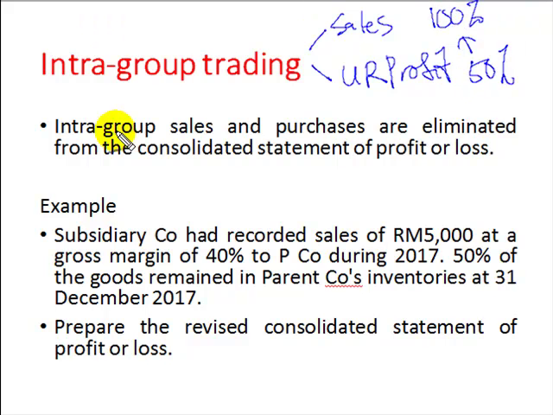Now if you look at this example, let's say the subsidiary has recorded sales of 5,000. So the subsidiary is selling some product to the parent company. Total intragroup sales is 5,000 at a gross profit margin of 40% to the parent company during the year. 50% of the goods remain in the company at 31st of December. So you need to prepare a consolidated statement of profit and loss. Now follow the example previously.